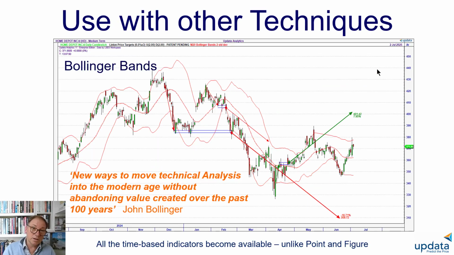The other advantage of doing them on time-based charts is you can use them in line with other charts. So here they are with Bollinger Bands, and I'm a big fan of John Bollinger. I know him reasonably well, and I see him almost every year at conferences and things. He's the first to say new ways to move technical analysis into the modern age without abandoning the past. And John has actually been a really good encouragement of these targets and has said some very nice things about them publicly too.